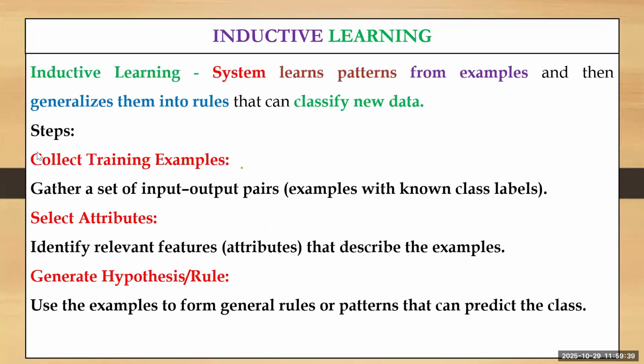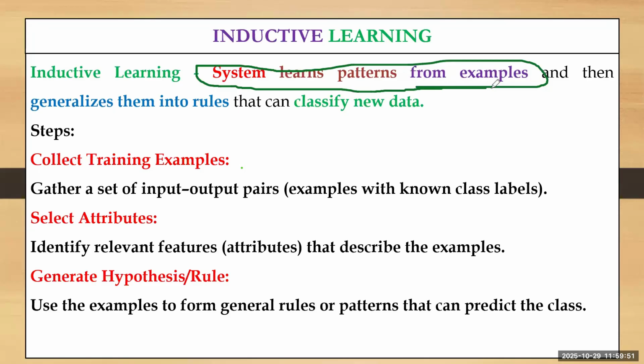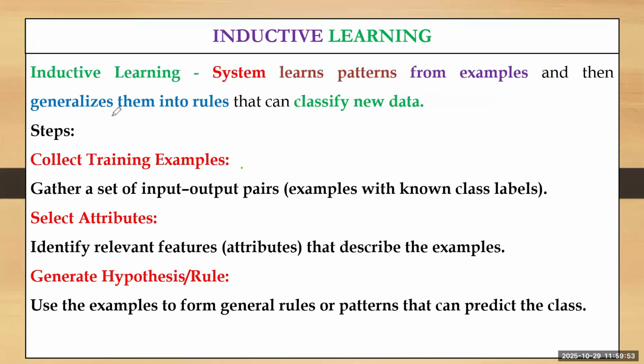Inductive learning is nothing but this: we give the data to the system, and the system learns patterns from the examples, nothing but data. The system learns patterns from the data, and then it creates the rules. The system itself creates the rules, and then we can classify the new data. That means we can predict the future. That is inductive learning. Based upon these examples, it will learn the patterns, create the rules, and give the solutions in the future.